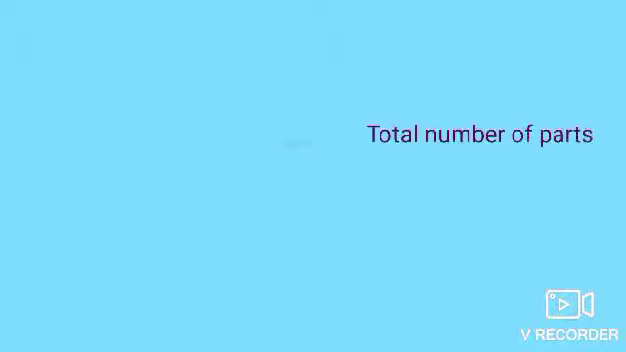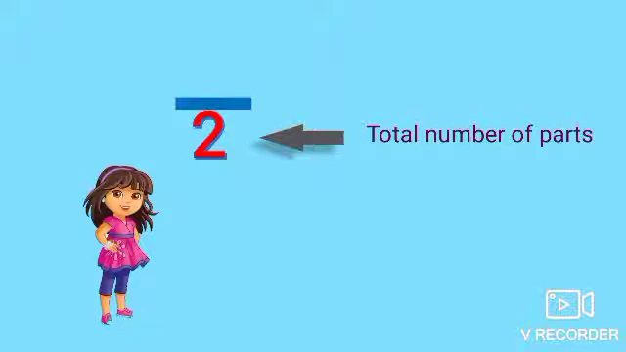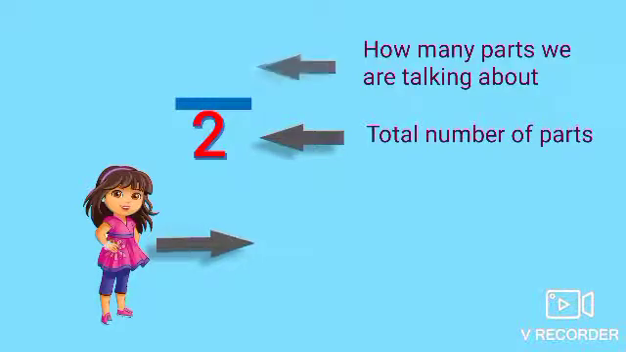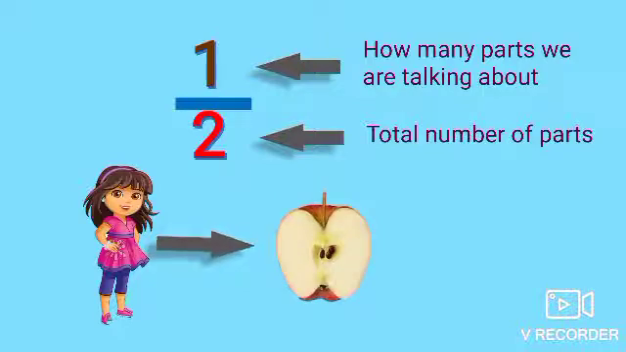So here, let me clear this. The total number of parts is 2. One single apple, and how many parts have we made? 2. So the total number of parts is 2. And how much did Rani get? Only 1. So how many parts are we talking about? 1, that is one single piece. That's why the fraction is 1 upon 2.